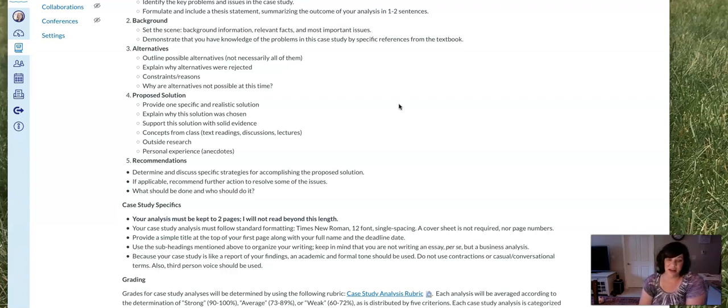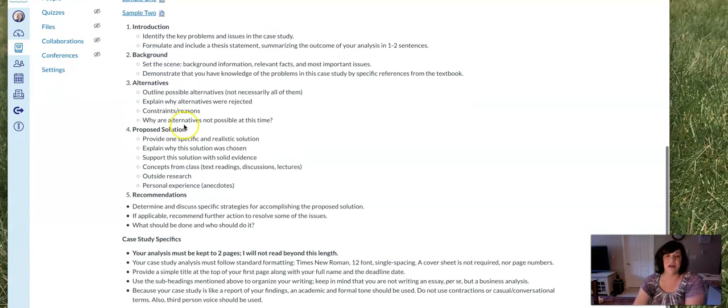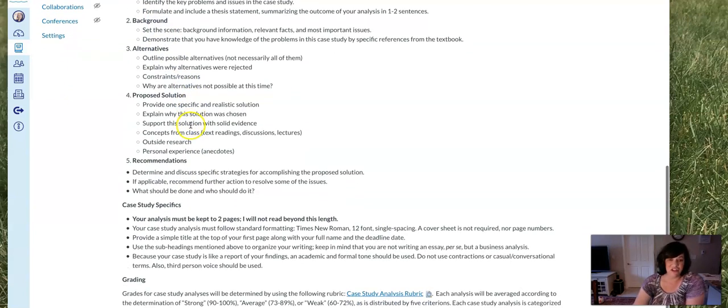However, you should provide a simple title at the top, along with your full name and the deadline of the case study. I will be looking for you to use subheadings such as introduction, background, alternatives, proposed solution, recommendation, and so forth, because it's easy for me to see the logic of the case study.